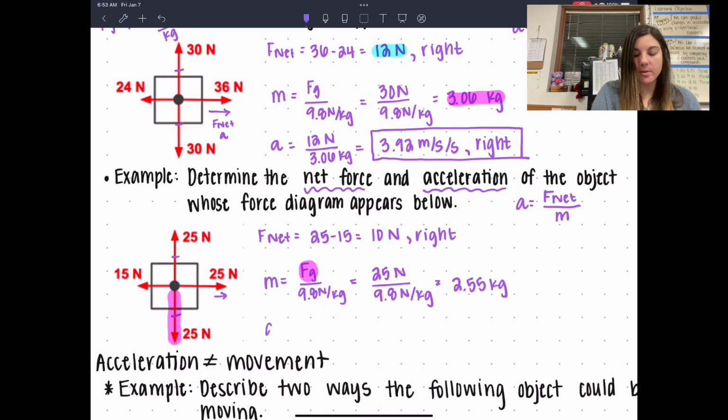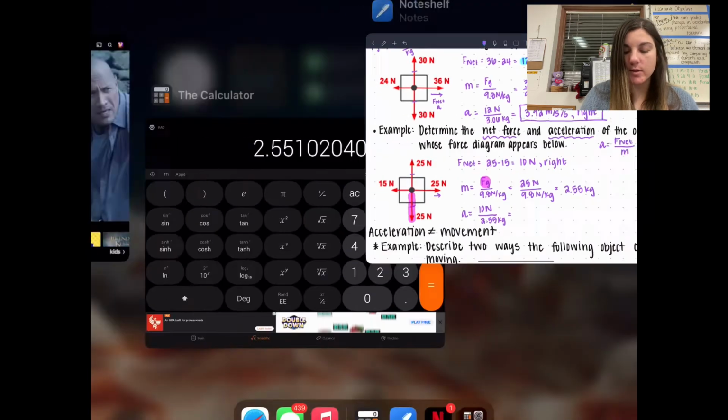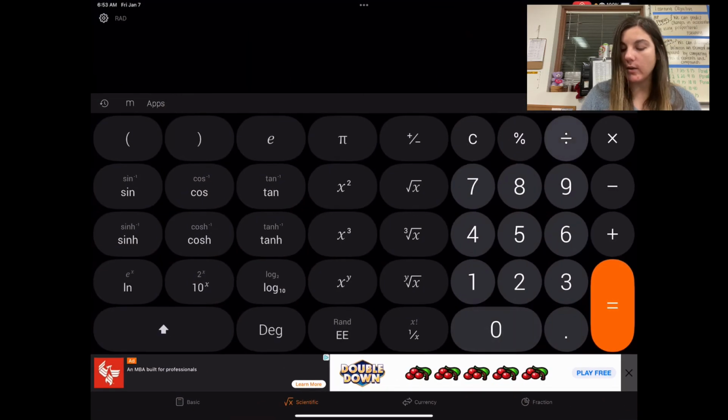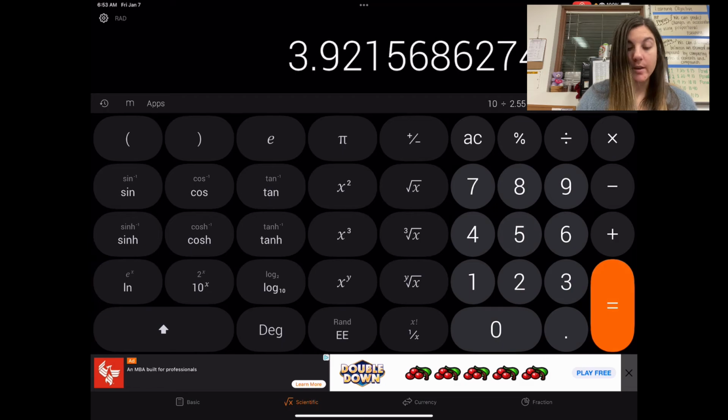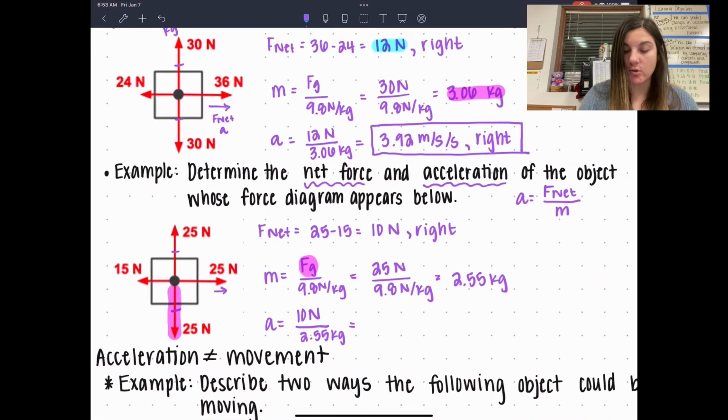So now I can plug these values into my equation and solve for acceleration. My net force is 10 newtons. My mass is 2.55 kilograms. When I divide these two values, let's see what we get. 10 divided by 2.55 gets me 3.92.